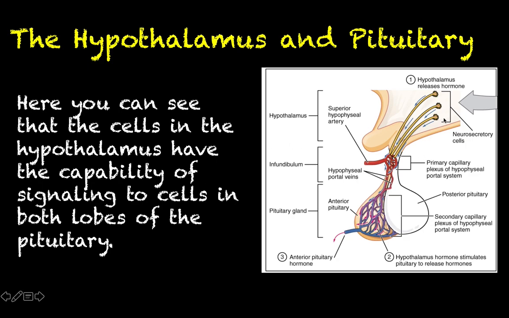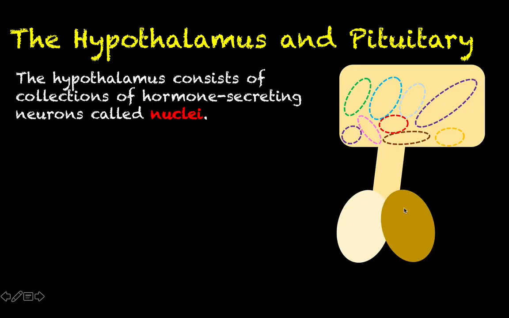We can see that the cells of the hypothalamus have ways of delivering messages to both lobes of the pituitary. Now, you can only really see in this picture these hypothalamic neurons secreting hormone into what we call the portal system here. We'll talk about that in a minute. And then this little limited expanse of blood vessels will carry that hormone down to the cells of the anterior pituitary down here. The hypothalamus does have a way of communicating with the posterior pituitary too, but we'll get to that in a minute.